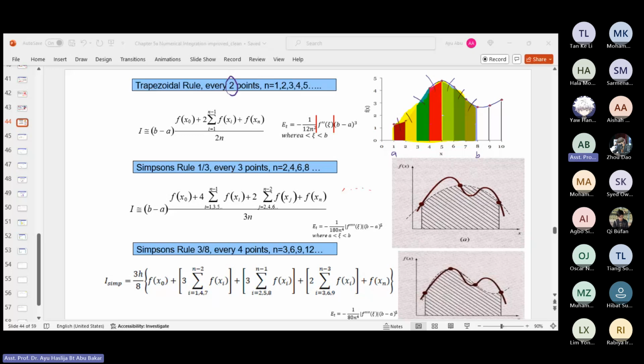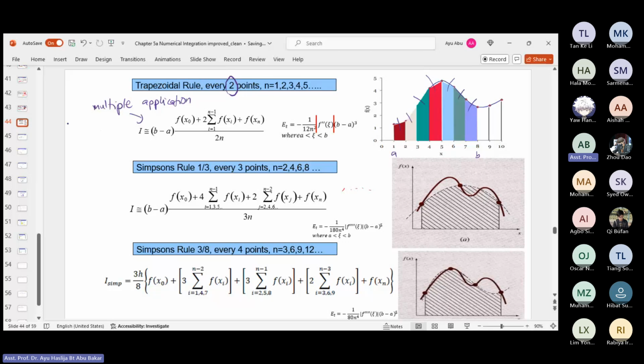Okay, let's say you have many segments as stated over here. So you must calculate for each of the segments. That's why when you have many segments, you need to use the multiple application equation. So this works for multiple segments.